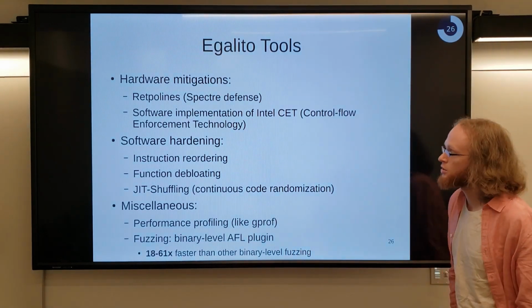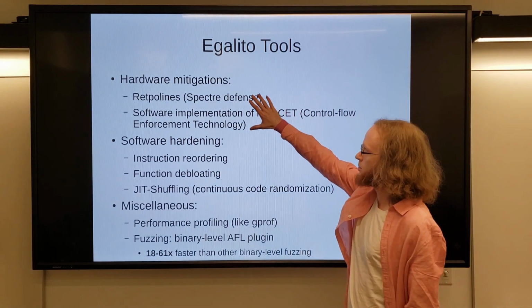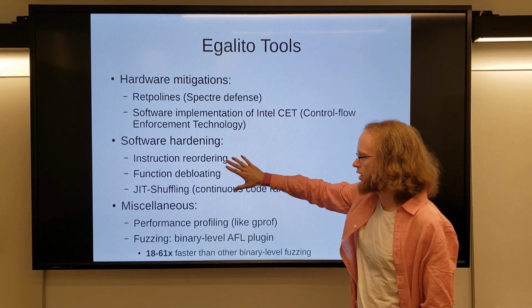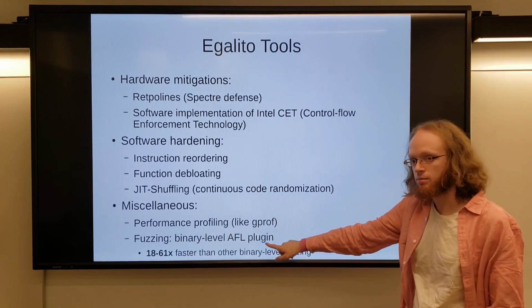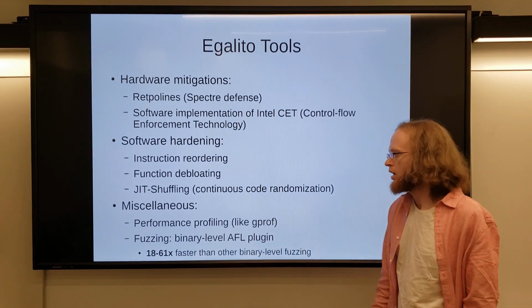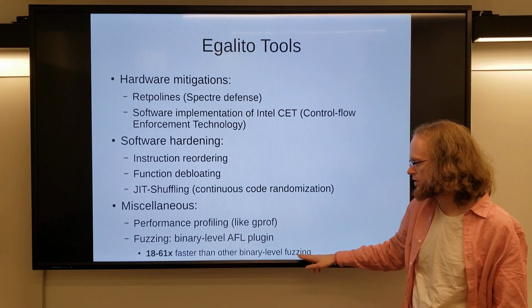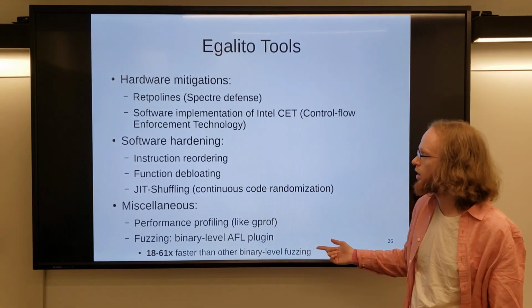We have a lot of tools implemented with Egalito that we discussed in our paper. Some hardware mitigations, some just ordinary software hardening, some miscellaneous ones as well. I want to point out the binary level fuzzing plugin, which is compatible with AFL, because it's up to 60 times faster than other binary level fuzzing. As I mentioned, binary recompilation is really efficient if you can get it to work.